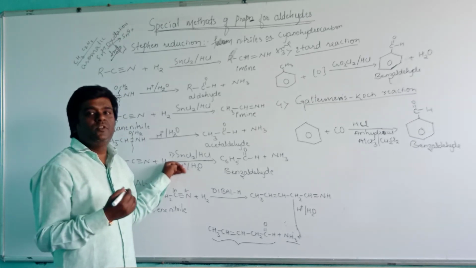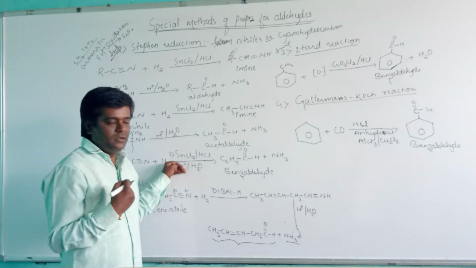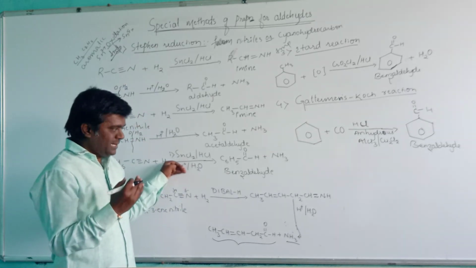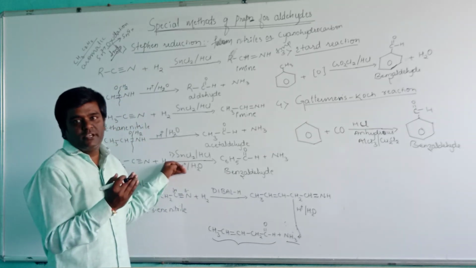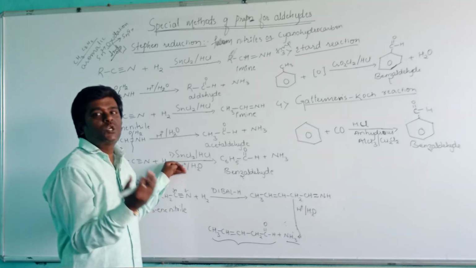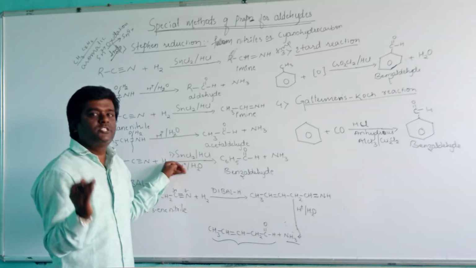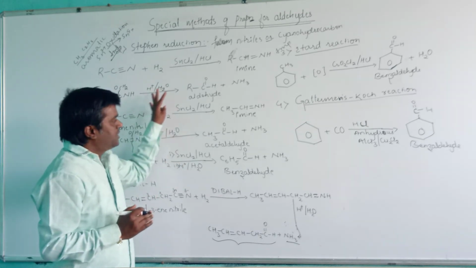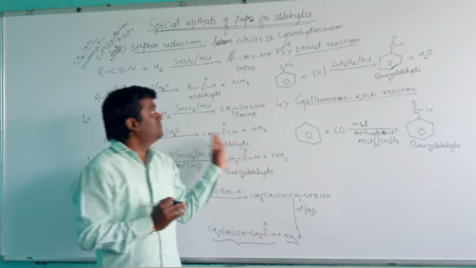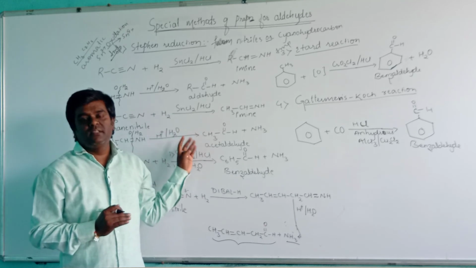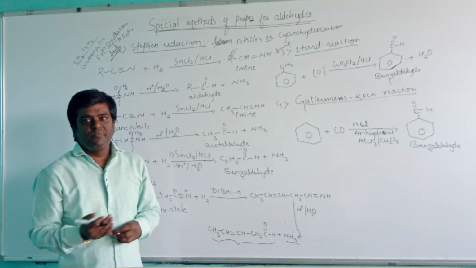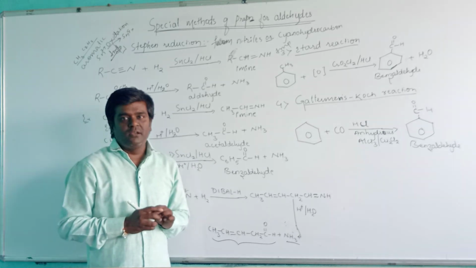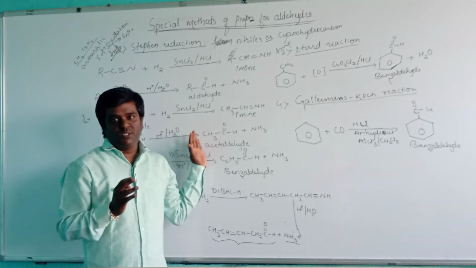Another method: esters will get converted into aldehydes. One of the esters, the longest part, will get converted into the aldehyde and the shortest carbon chain will be converted into the alcohol. These are the special methods for the preparation of aldehydes. In the next class we will discuss the special methods for the preparation of ketones. Thank you.